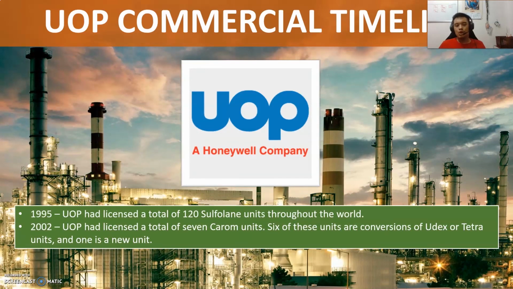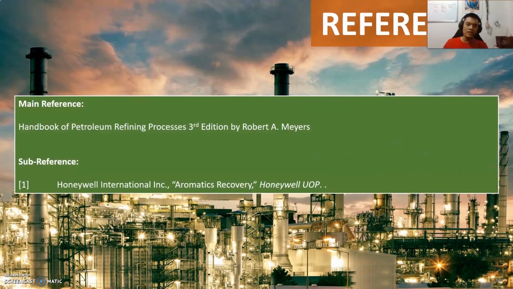In 1995, UOP had licensed a total of 120 sulfolane units throughout the world, and in 2002, in the 21st century, UOP had licensed a total of 7 Carom units. 6 of these units are conversions of UDEX or Tetra units, and 1 is a new unit. So it goes to show that the sulfolane unit is really an important petrochemical unit in the petrochemical industry today, as it's still being used by different chemical processes, all for the aim of obtaining that benzene and toluene purity mixture.